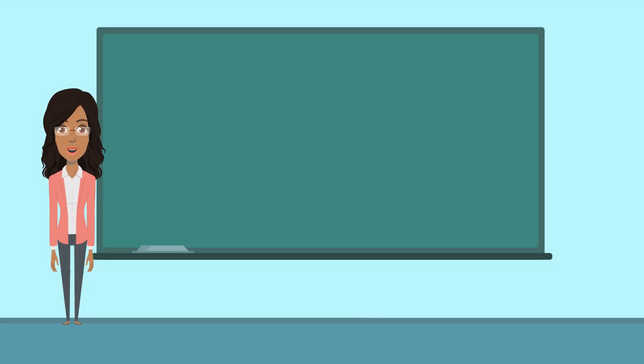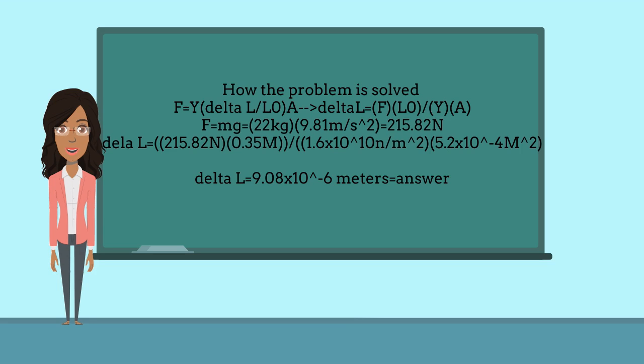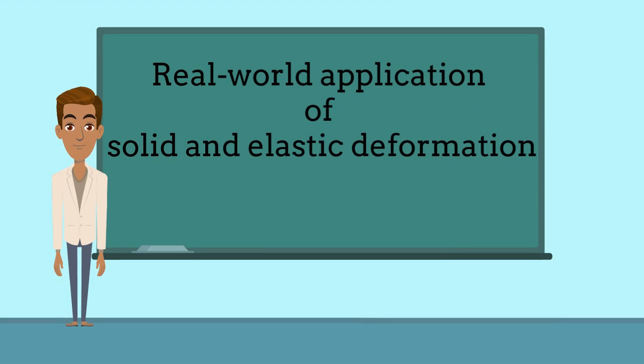Before we plug in our numbers, though, we need to find force, which is mass multiplied by gravity. So 22 kilograms times 9.81 meters per second squared is 215.82 newtons. Now that we know force, we can plug in all of our values. 215.82 newtons times 0.35 meters over 1.6 times 10 to the 10th newtons per meter squared times 5.2 times 10 to the negative 4 meters squared. Your calculation should give you an answer of 9.08 times 10.